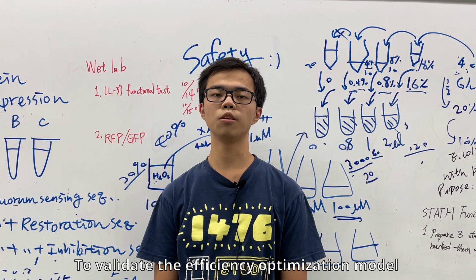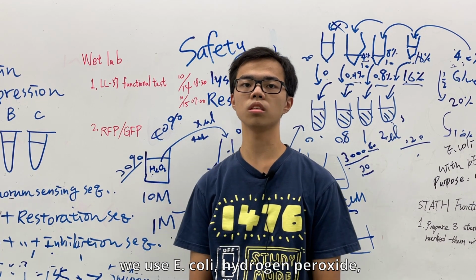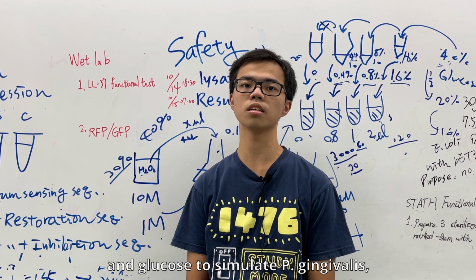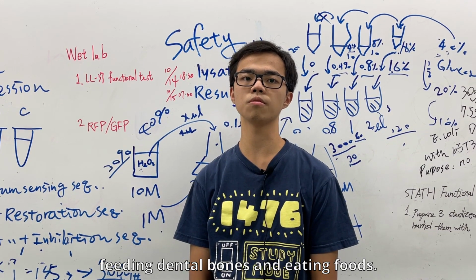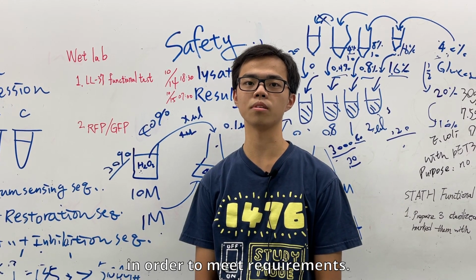To validate that the efficiency optimization model is usable in any environment, we use E. coli, hydrogen peroxide, and glucose to simulate P. gingivalis, feeding dental bones, and eating foods. We modify the environment reaction function in order to meet requirements.